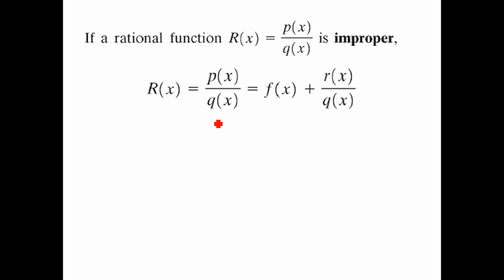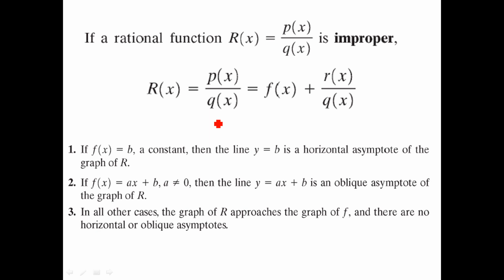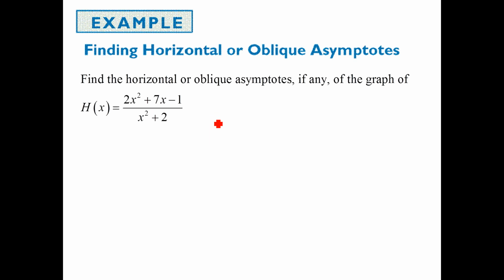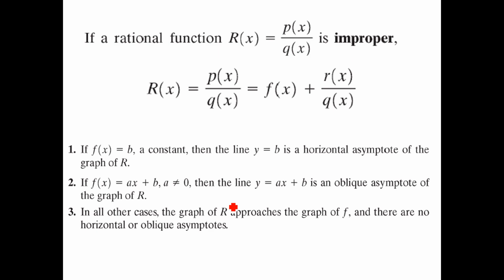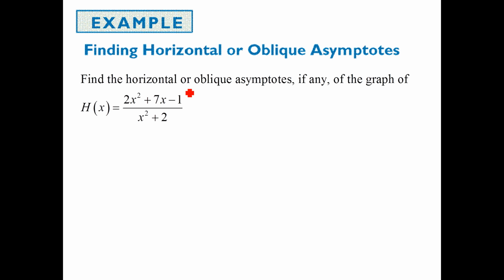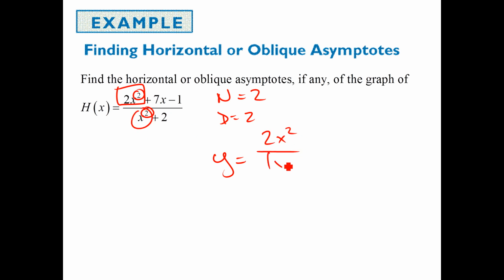Alright, so we have this. If it's improper is the phrase you use if the top is bigger than the bottom. This is kind of just an update of the slide we went over, or the notes, 3 steps I went over. Alright, but let's take a look at this. N is 2, D is 2. So here's what we're going to do. We're going to take the leading terms. Y equals 2x squared over 1x squared. Y equals 2 over 1. Y equals 2. There's your horizontal asymptote.